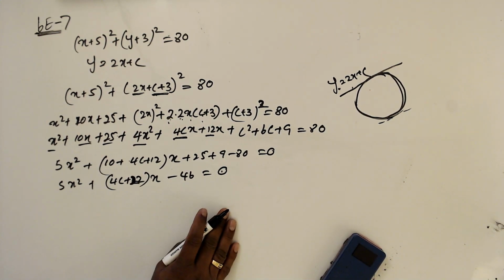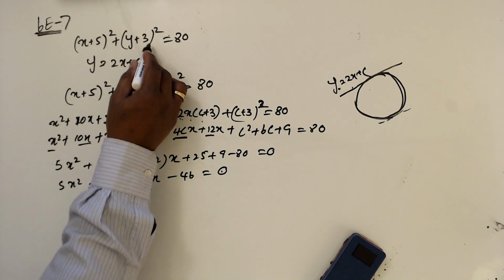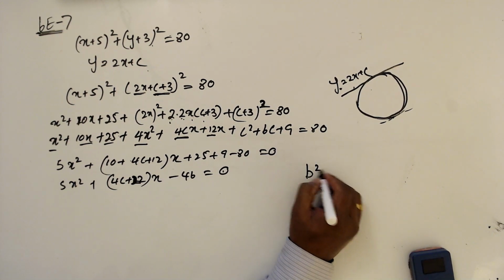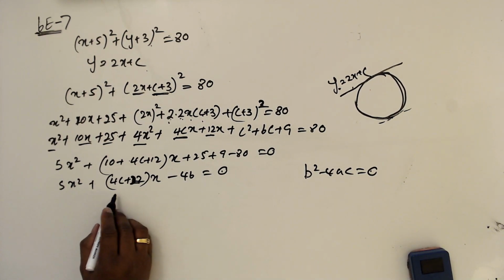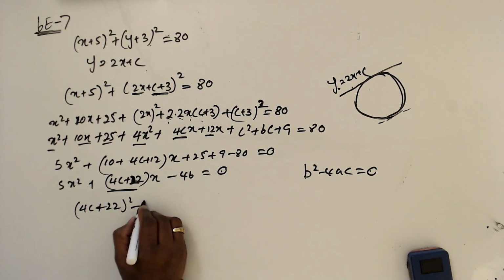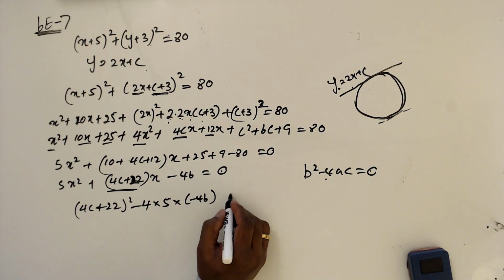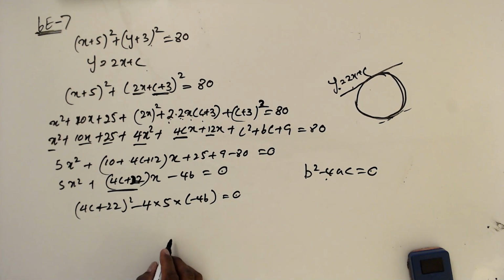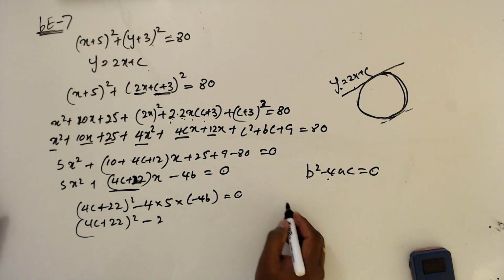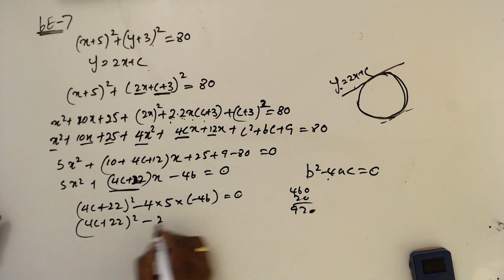Now we know this is a quadratic equation and the line y equal to 2x plus c touches this circle, so b square minus 4ac has to be equal to 0. Now what is b? This is b: 4c plus 22 square minus 4 times a, which is 5, times c, which is minus 46, equals 0.